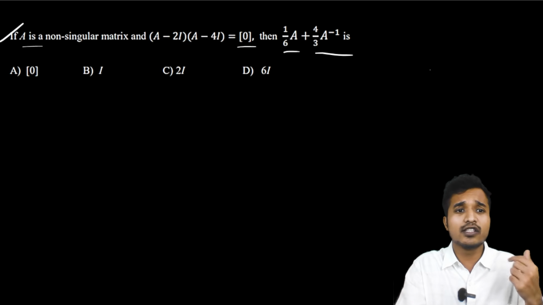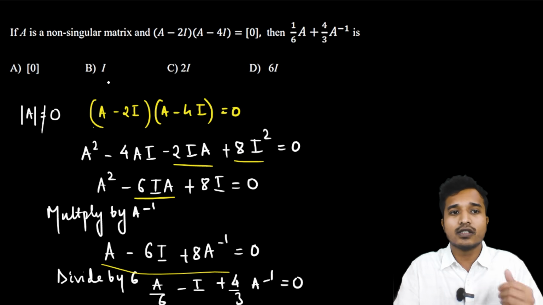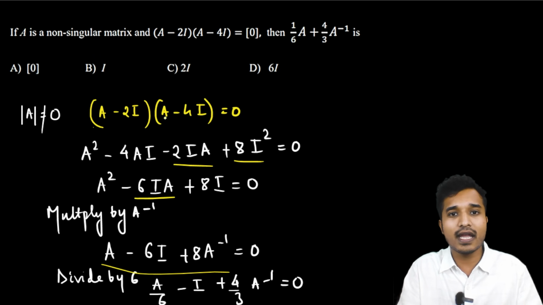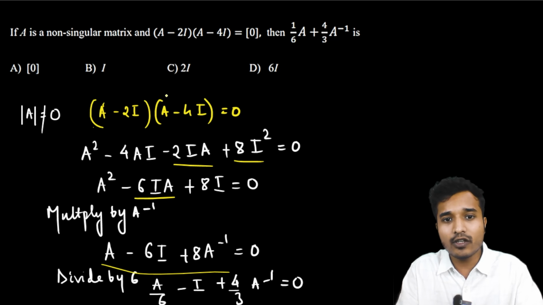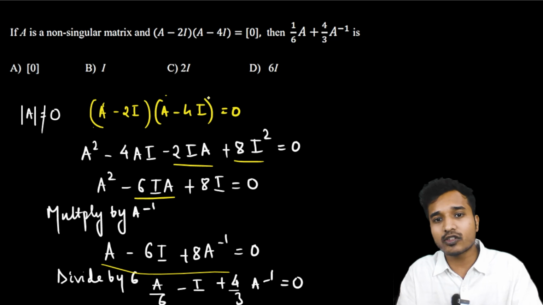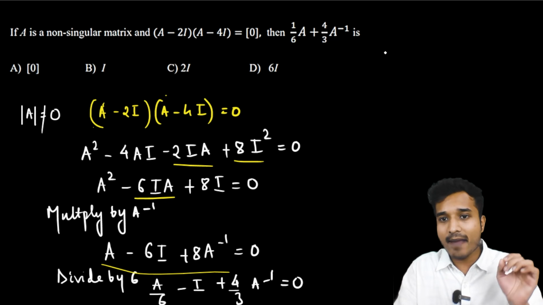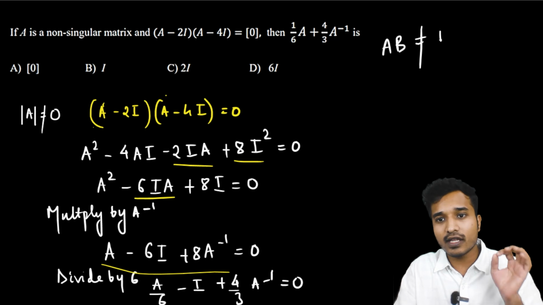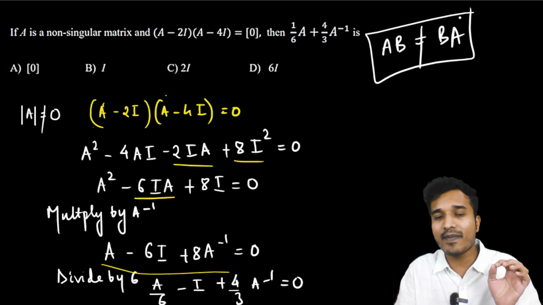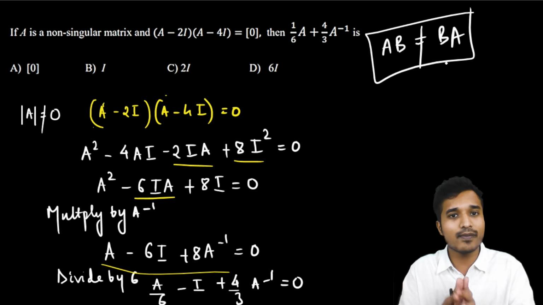Now normally students approach this question by the matrix expansion method, where they will simply multiply these matrices. So A into A will be A square, then A into minus 4I will be simply minus 4AI, then minus 2I into A will be minus 2IA, and minus 2I into minus 4I will be 8I square. Now generally AB is not equal to BA in matrix products, because order matters for matrix multiplication.